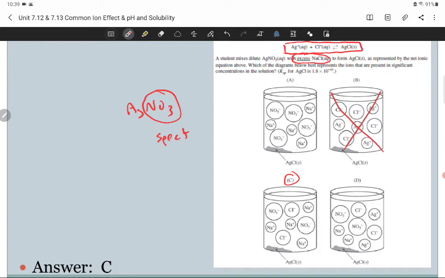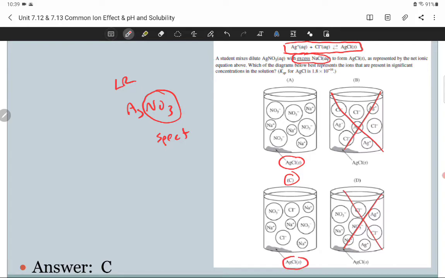But if the NaCl is the excess, that means that the AgNO3 is the limiting reactant. And what's really the limiting reactant, since nitrate is a spectator, is the silver ions. So there better not be any silver ions in the beaker. Looks like that eliminates D then. Okay, they all have the right precipitate.